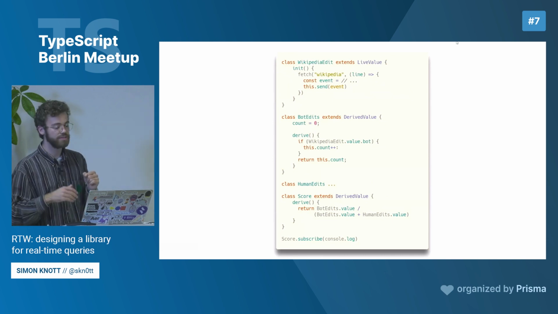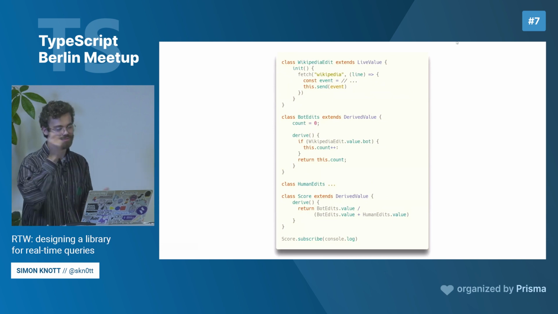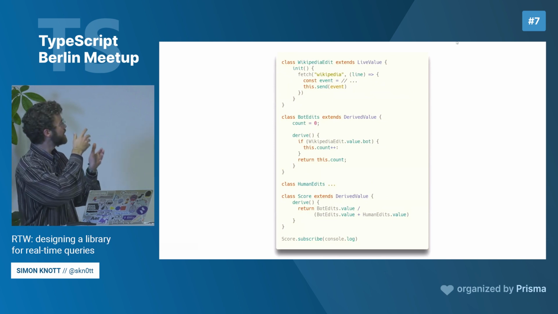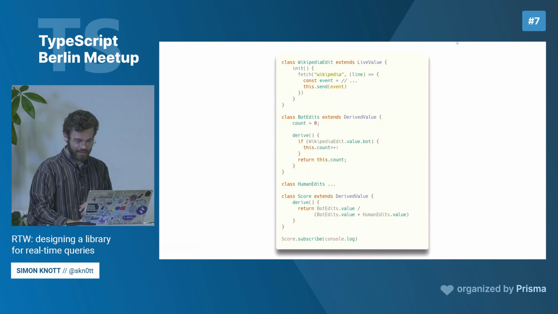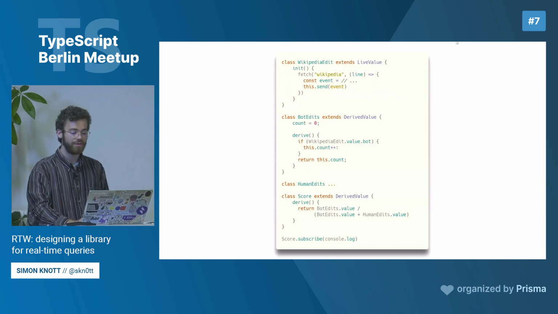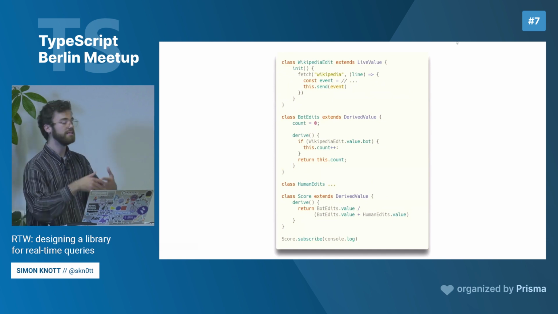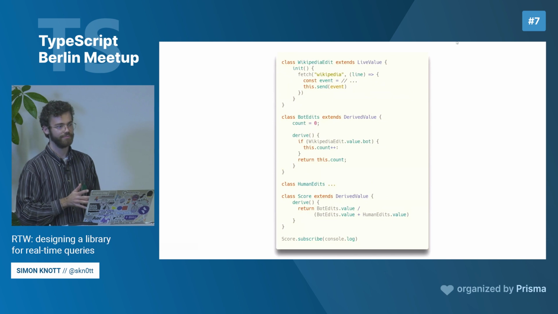So what we do is we put an instance variable. We initialize it at 0 because in the beginning it's 0. And then whenever this thing is derived, we take a look at the current value of Wikipedia edit, which is this thing here, Wikipedia edit.value. And then we take a look at, is it a bot? If it is, we increment. And no matter what's happened, then we return this.count. So what we return here will now be the current value of bot edits. All right? Following me?